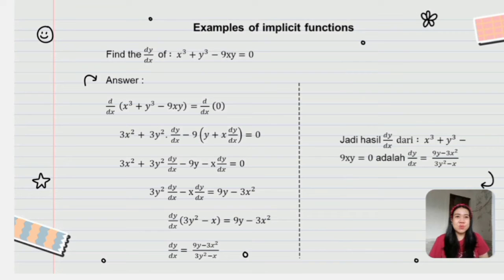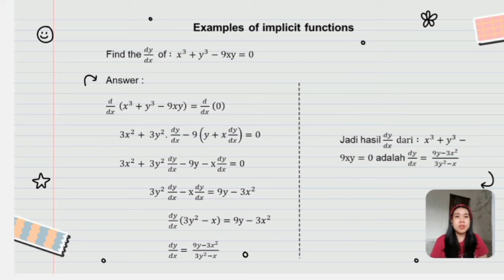Next, I will explain an example of implicit function. The question is, find dy by dx of x to the power of 3 plus y to the power of 3 minus 9xy equals 0. So the answer is d by dx of (x to the power of 3 plus y to the power of 3 minus 9xy) equals d by dx of 0.